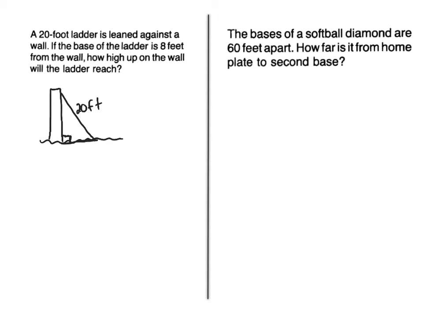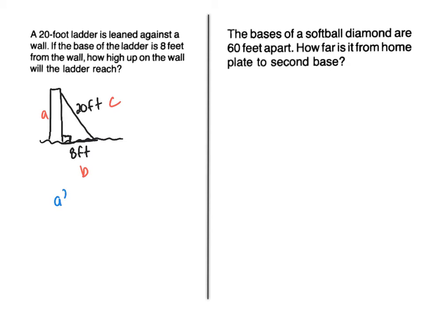Now in the next sentence, if the base of the ladder is 8 feet from the wall, I know the bottom of my triangle sits 8 feet from the wall. So the bottom of my triangle is 8. So we have side A, side B, and side C. How high up on the wall will the ladder reach? So all we're doing right now is finding side A.